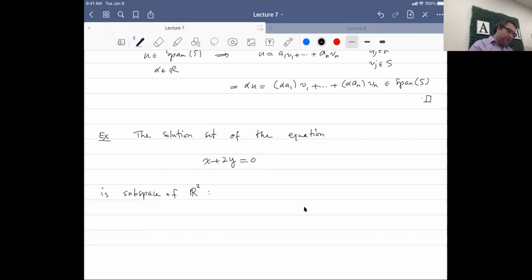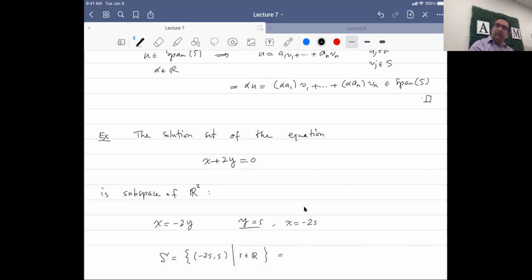So what is the solution set? Remember that x should be equal to minus 2y. So y is the free variable, and x is solved in terms of y. If y is s, then x is minus 2s. So the solution set S is the set of pairs (minus 2s, s) such that s is any real number.